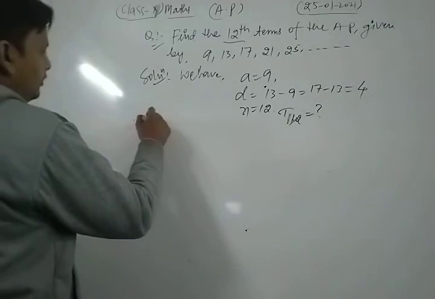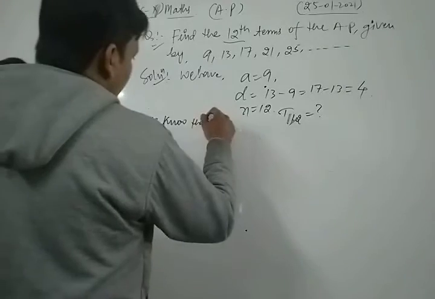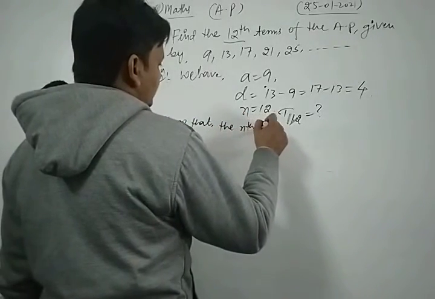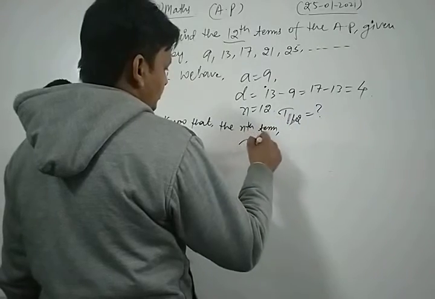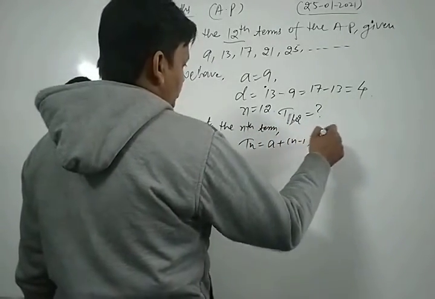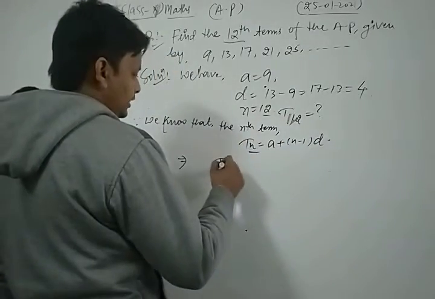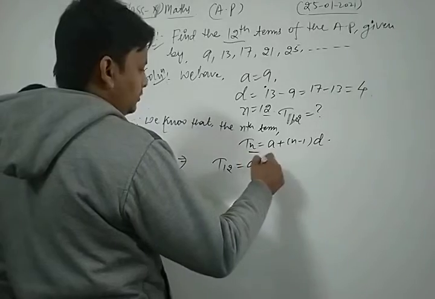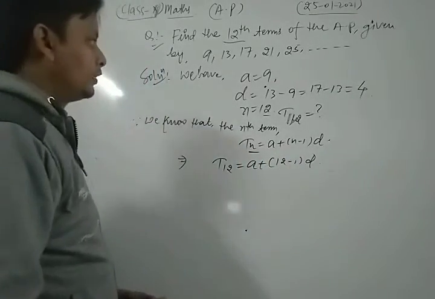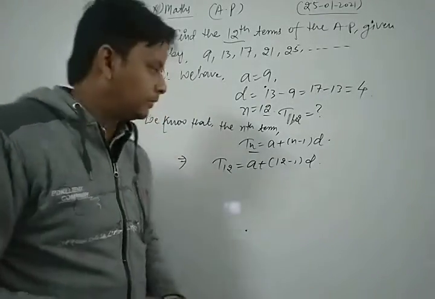Since we know that the nth term Tn is equal to A plus n minus 1 into D, now we put n is equal to 12. So T12 is equal to A plus 12 minus 1 into D. Now we put the values of A and D in this formula and solve.